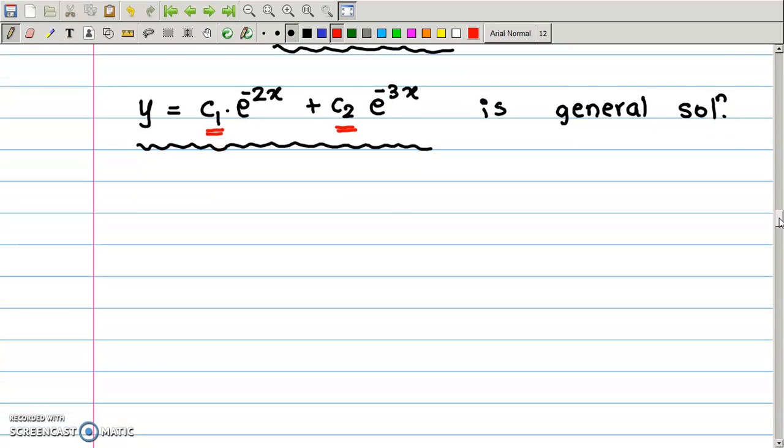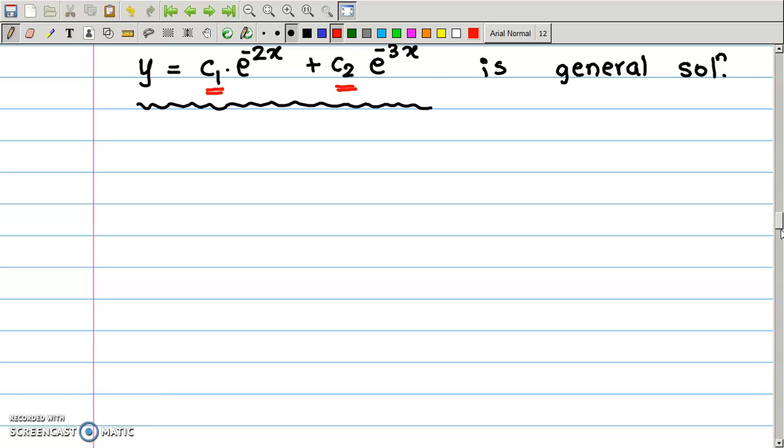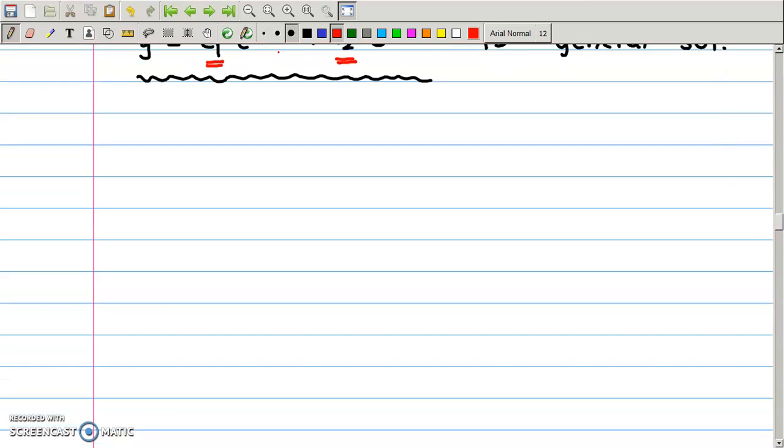So we can generalize. If your roots are real, then the nature of the complementary function will be exponential, and if the roots are not real, then we go for the next case. So we consider the second example.